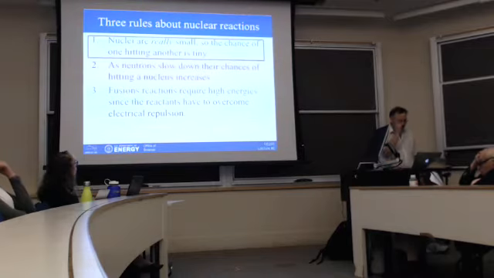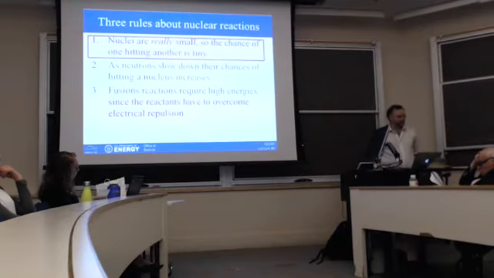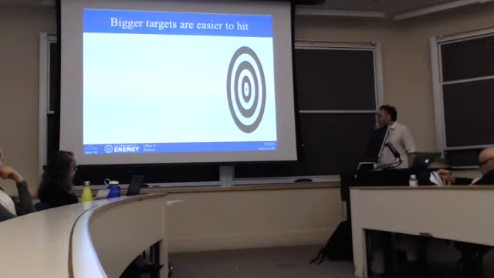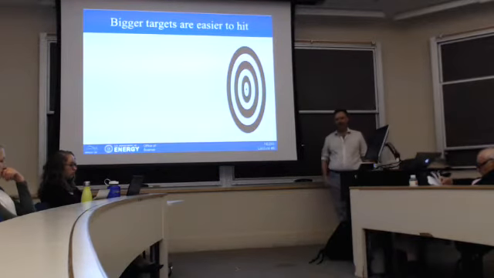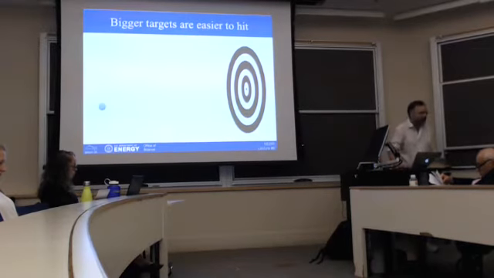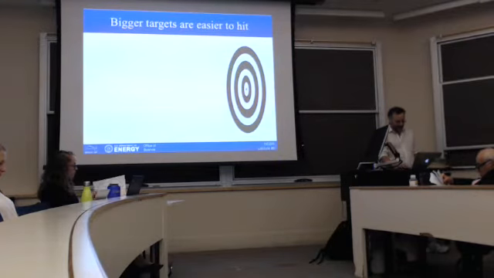So let's first of all start with rule number 1, that nuclei are really small, so the chance of one hitting another is tiny. Okay? So I'm talking about hitting things. Let's start with the target. I've got a big fat target, and I'm going to throw a nucleus at that target. No problem. I hit this thing. I can hit it again. It's a large target. It's easy to hit this thing.